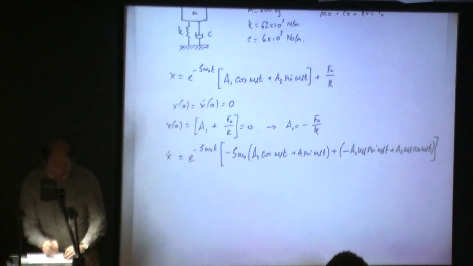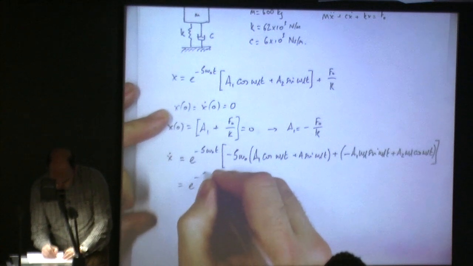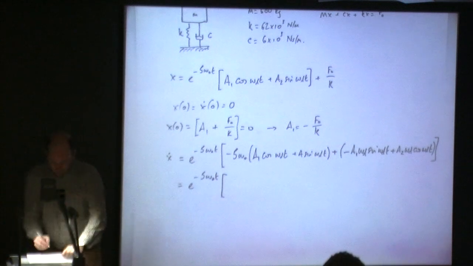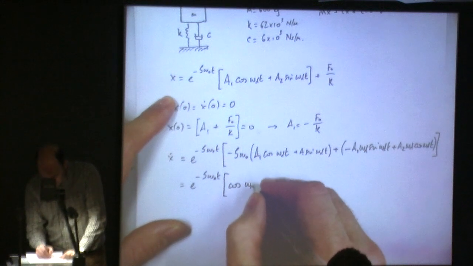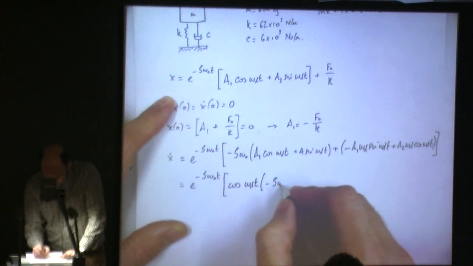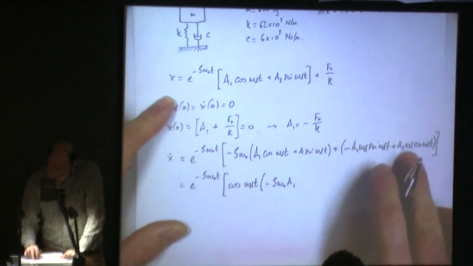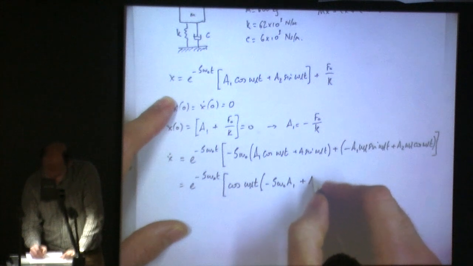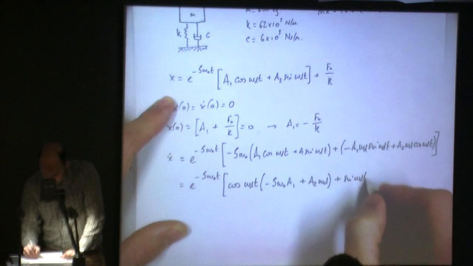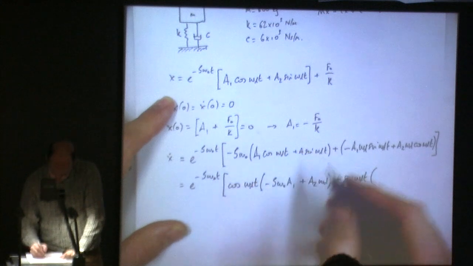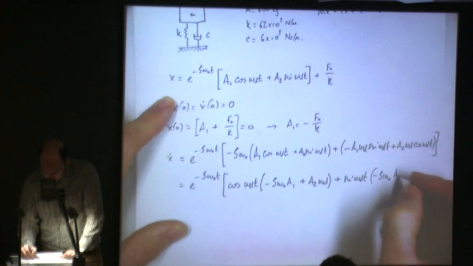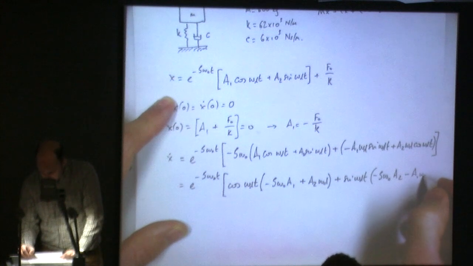And I can rearrange that. e to the minus zeta omega naught t. And what I'm going to do is group the sine and cosine terms together. So here I've got cosine omega d t, and that's multiplied by this term, minus zeta omega naught times A1, plus A2 omega d. And then over here I've got sine omega d t, multiplied by minus zeta omega naught A2, minus A1 omega d.